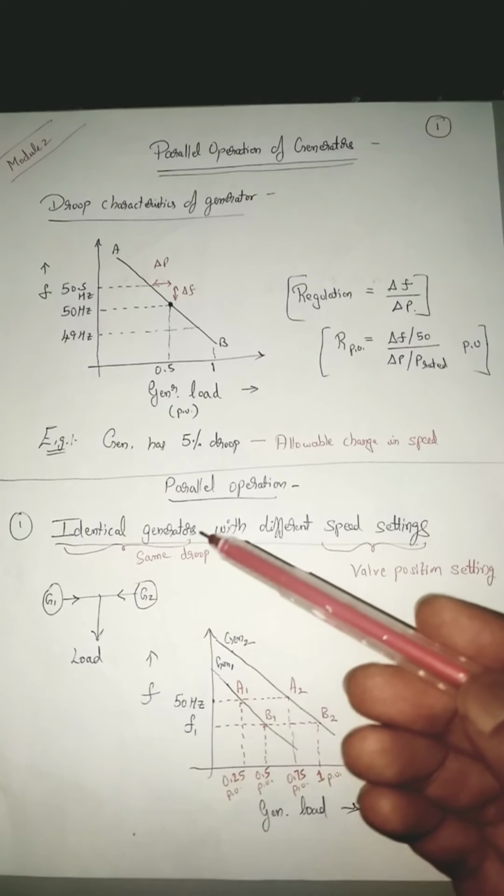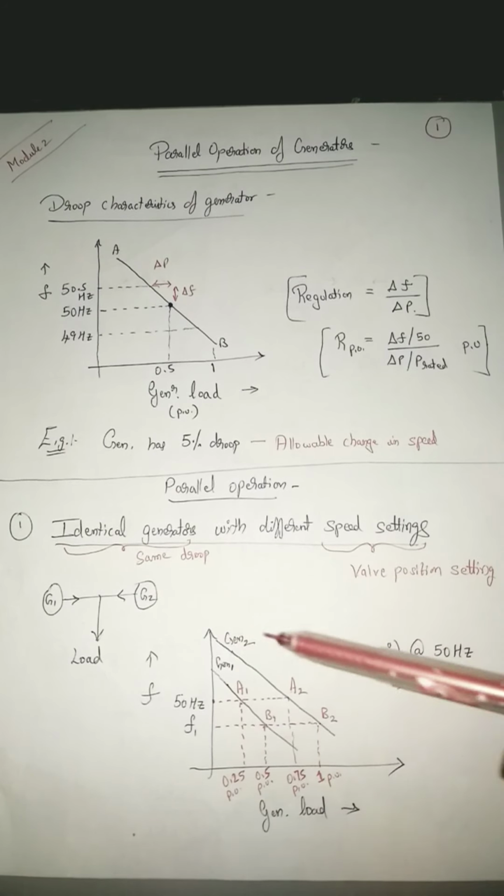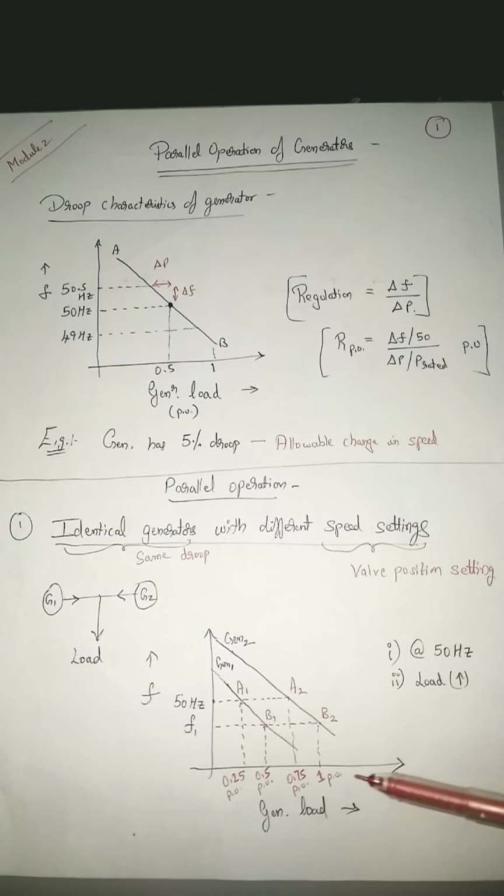Identical generators means, as I told you right now, they have the same droop characteristic. So here you can observe the particular curve.